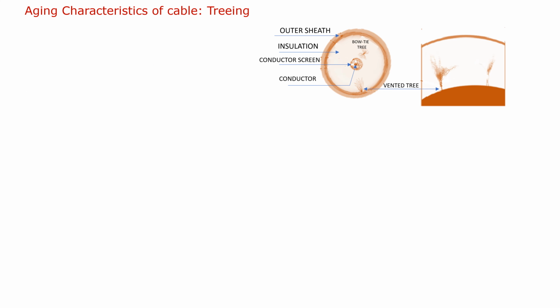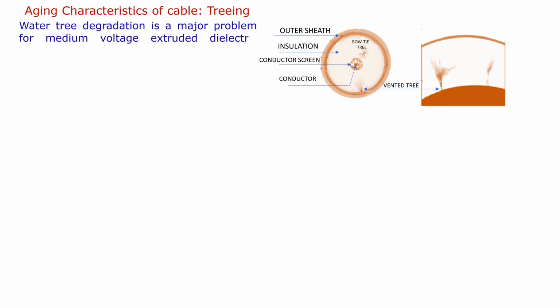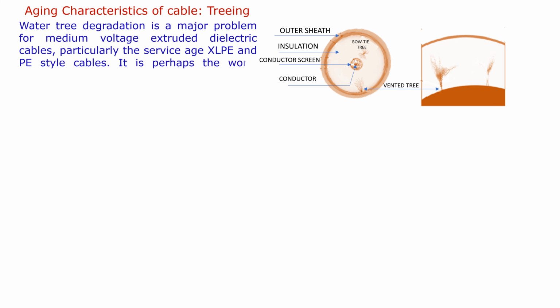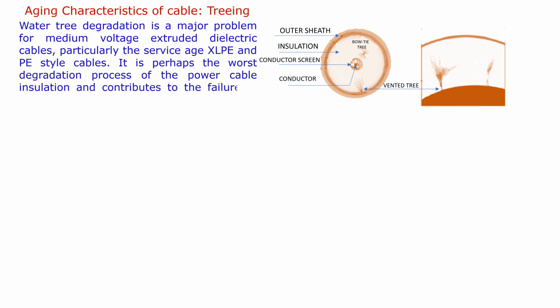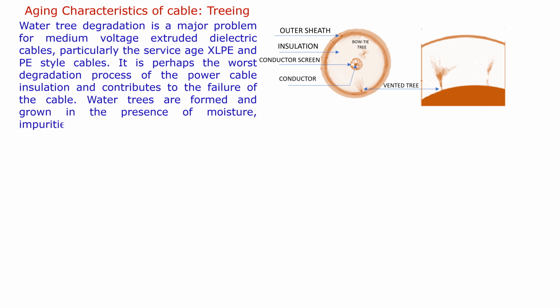Aging characteristics of cable, treeing. Water tree degradation is a major problem for medium voltage extruded dielectric cables, particularly the service-aged XLPE cable and PE style cables. It is perhaps the rawest degradation process of power cable insulation and contributes to failure of the cable. Water trees are formed and grown in the presence of moisture and electric field over time.